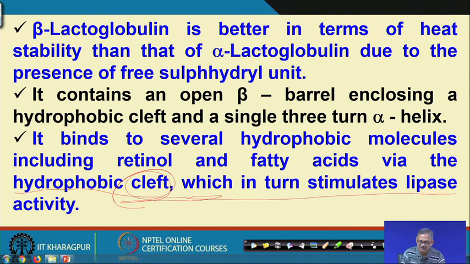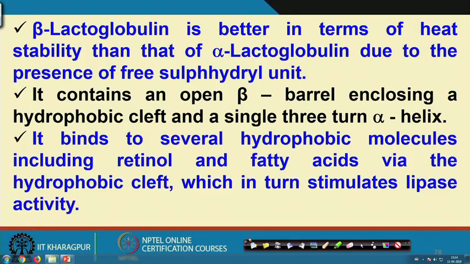So, these are some of the reasons why different proteins, when present in milk, are subjected to different enzymes. When we come to enzymes, you will see how different types of enzymes are present in milk and what actions they produce, right?